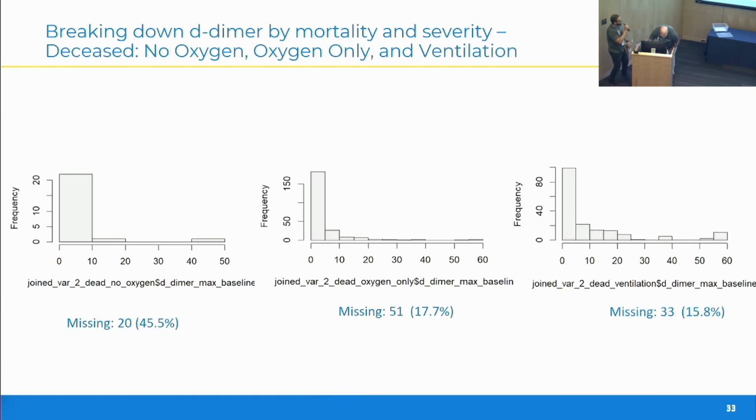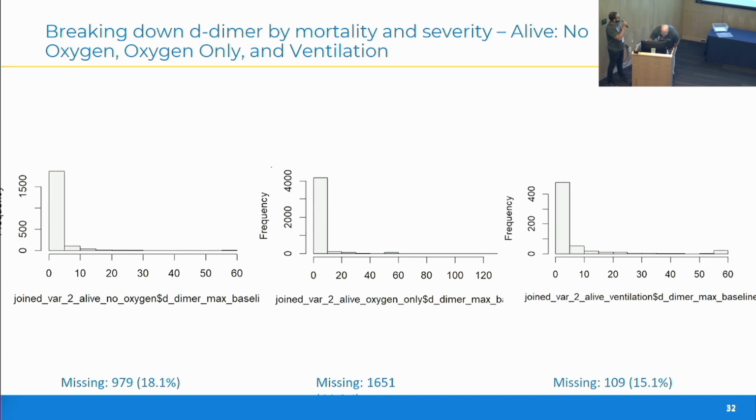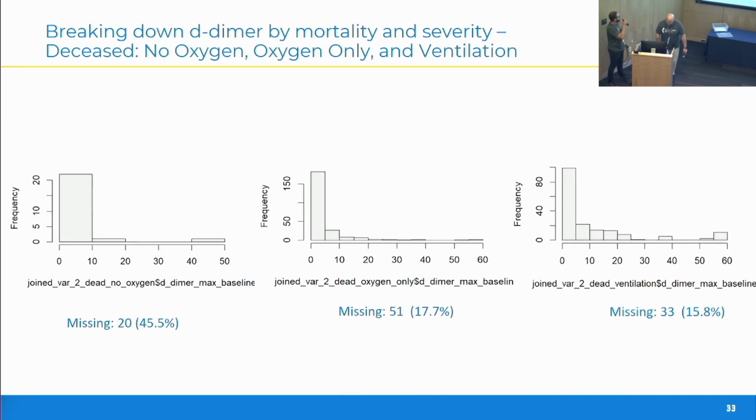And 15% for ventilation, whereas when you move to the patients that are deceased, there's higher missingness for patients that ended up passing away in the hospital setting that didn't require oxygen, but lower missingness for those that were deceased and required either oxygen support up to mechanical ventilation or mechanical ventilation. So there is a clear trend towards this measure being taken for those who not just potentially have a poor prognosis, but also require a high level of oxygen support at admission.